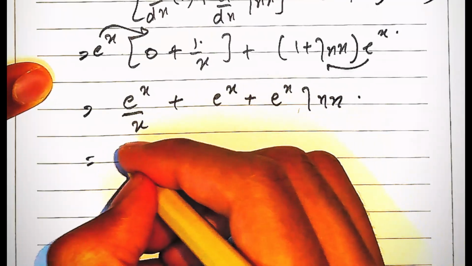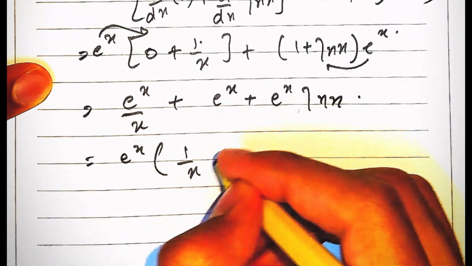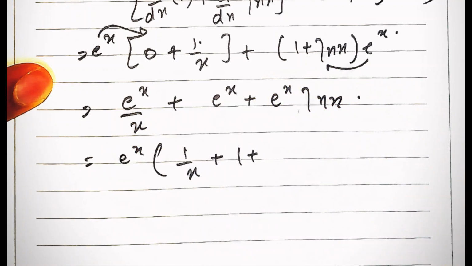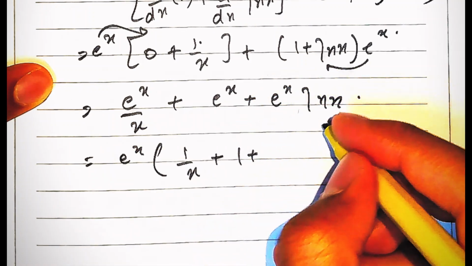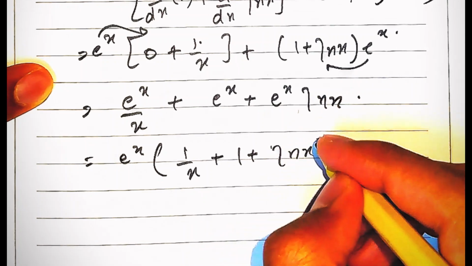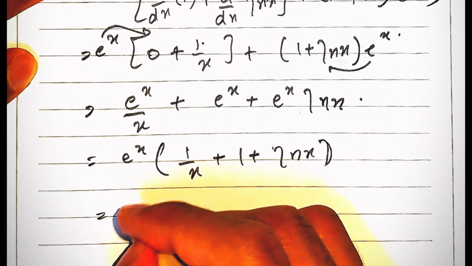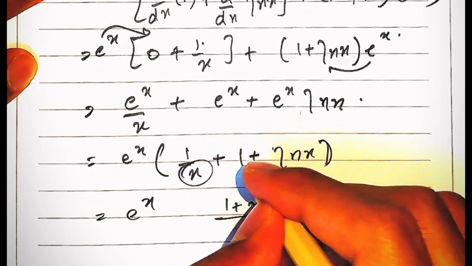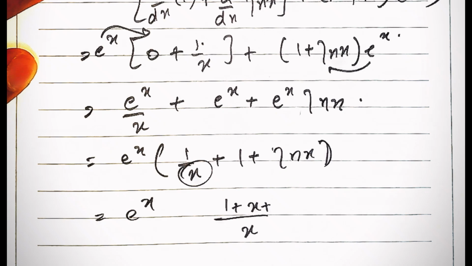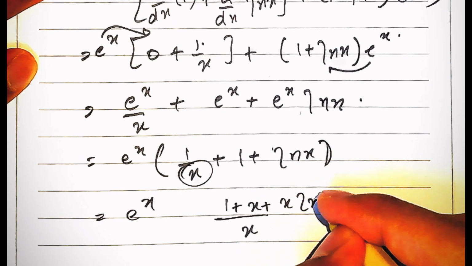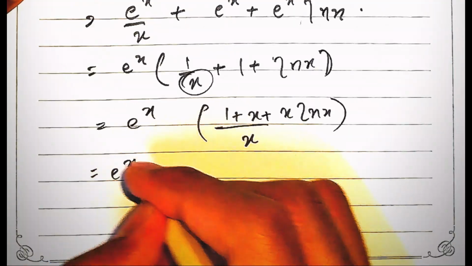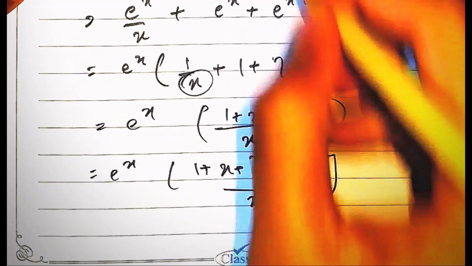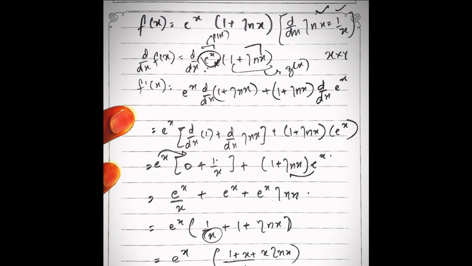We can take e^x common from all of these terms, so we are left with 1 divided by x, plus 1, because e^x taken out of e^x is obviously 1, plus, taken out of e^x ln x, we are left with natural log of x. At the end we can simply use x as the LCM because it is in the denominator, so everything in the equation will be multiplied by this x, giving x ln x. So e^x (1 + x + x ln x) divided by x is the derivative of e^x multiplied by (1 + natural log of x).